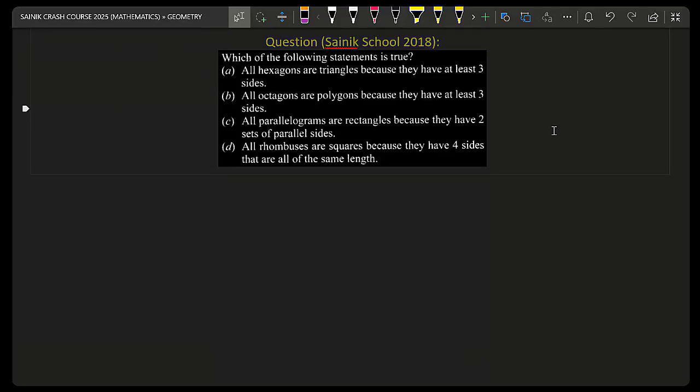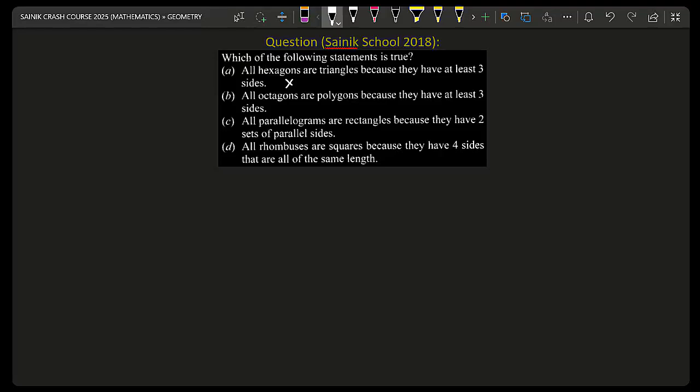All hexagons are parallel because they have at least 3 sides. What do you think about option A? True or false? Sir, false. Why is it false? Sir, hexagon has 6 sides. Yeah, they are saying all hexagons are triangles. It is false because a hexagon must have 6 sides, but a triangle cannot have that. So option A is false.